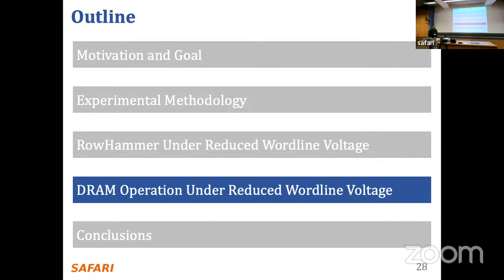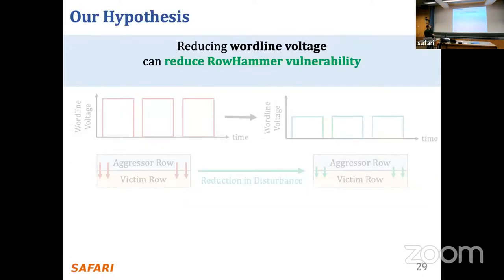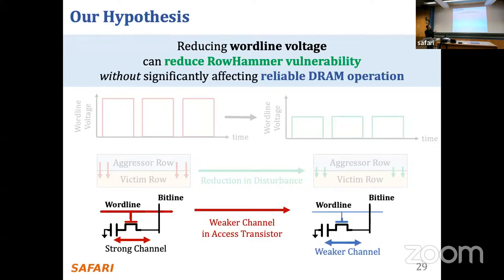So, okay, we can reduce RowHammer vulnerability, but this is not the whole story here, right? We also make sure that DRAM can actually perform reliably when we reduce the wordline voltage. So we also look at that. As the final piece of our hypothesis, if you remember, we said without significant effect in reliable DRAM operation.